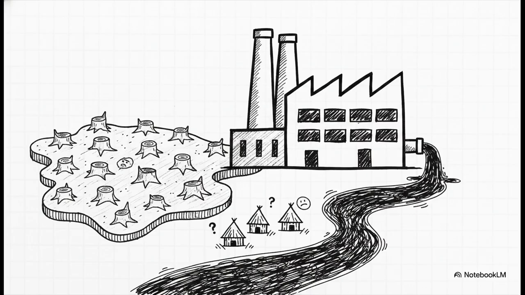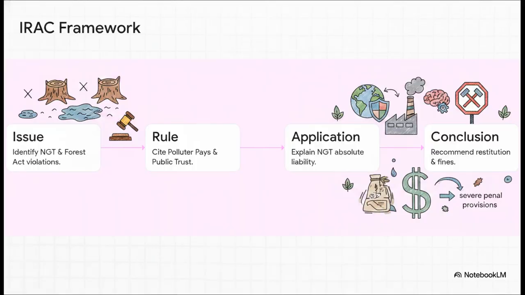So here's your scenario. A massive corporate factory illegally clears a portion of a protected forest to expand their plant. And to make matters worse, they dump toxic, hazardous waste directly into the adjacent river, completely devastating the local ecosystem and the health of the downstream village. Now, when faced with a massive multi-layered violation scenario like this on exam day, don't panic. You have the tools. We're just going to apply the highly structured IRAC method: issue, rule, application, and conclusion. Just follow this exact step-by-step legal argumentation framework to absolutely maximize your points.